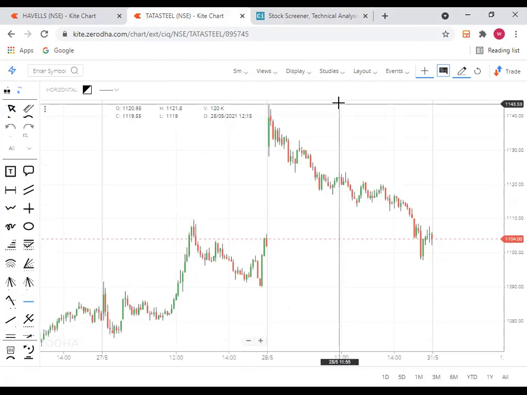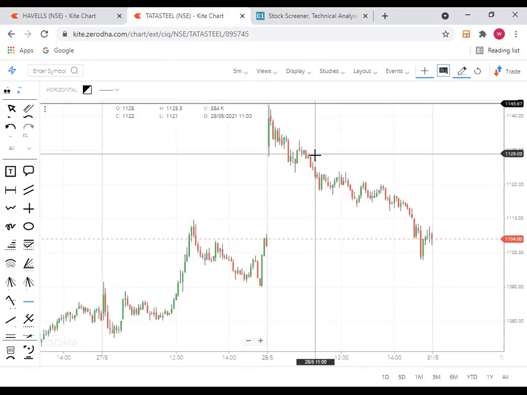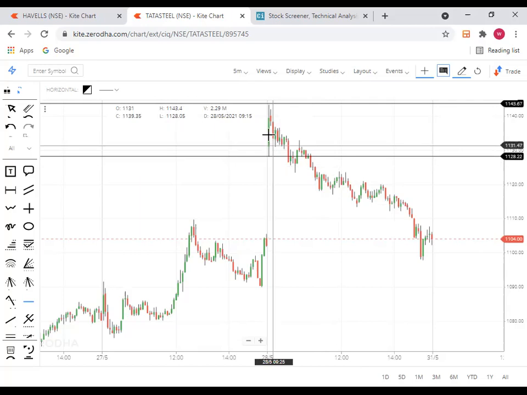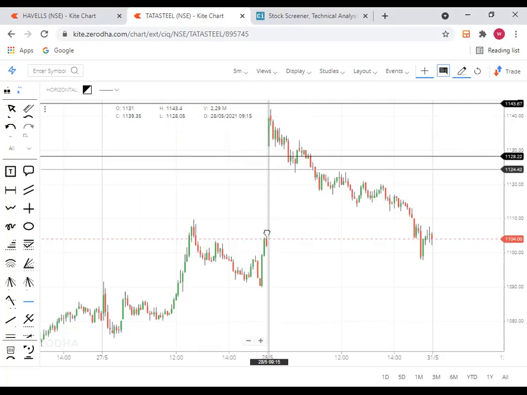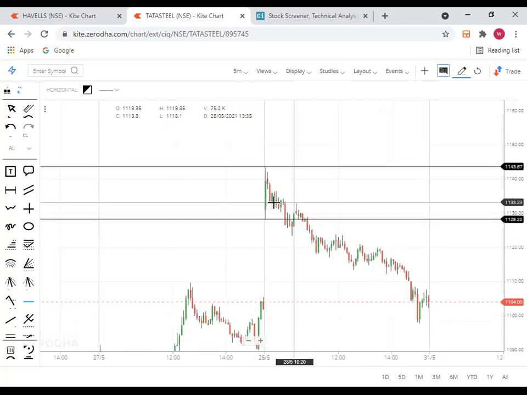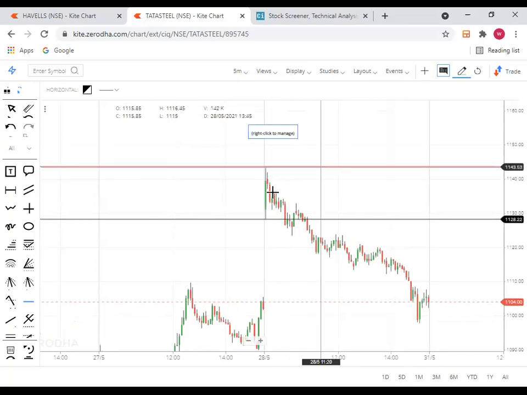For this Tata Steel, we are having first candle. This first candle is our mother candle. You can see here, this is 28th May 2021. This first candle we are considering as a mother candle. Followed by this mother candle, we are having so many baby candles.